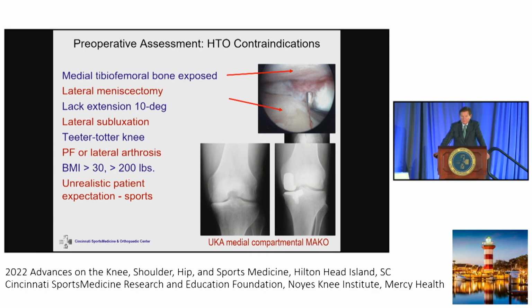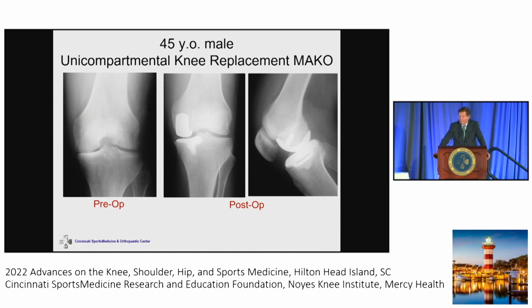And then unrealistic patient expectation, the patient will want to go back to sports. Here's a 45-year-old patient. You can see, always get the Rosenberg 45-degree PA view. Don't base it on full extension. You need to flex the knee and see what the remaining joint space is. And so that's not one that we want to do an osteotomy on. And so that's a patient that has a uni.